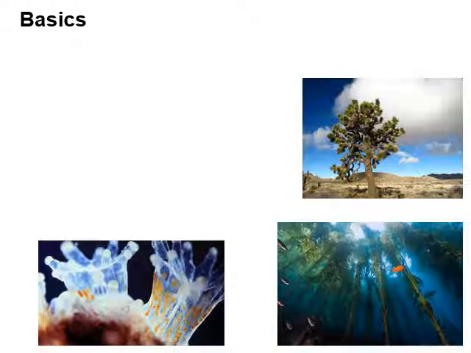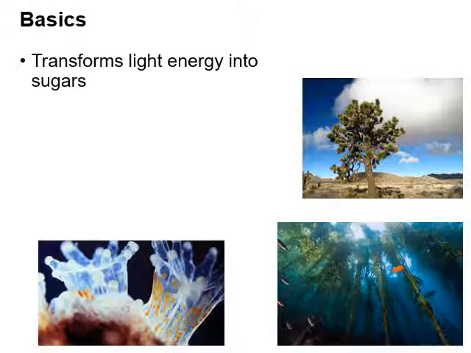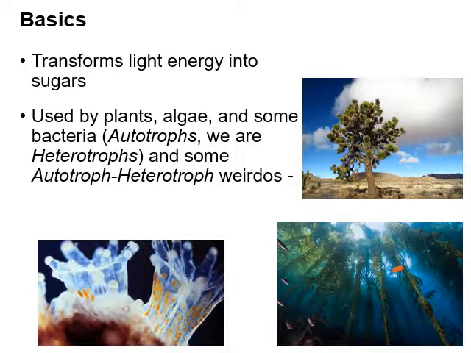So first, some basics about photosynthesis. As I just said, it's a transformation of light energy into chemical energy in the form of sugars. So it is used by plants, it's used by algae, which is a type of protist, and it's used by certain types of bacteria. These are things that we refer to as autotrophs. The suffix troph means to eat, and the prefix auto means something that happens on its own without any need to do anything to it.